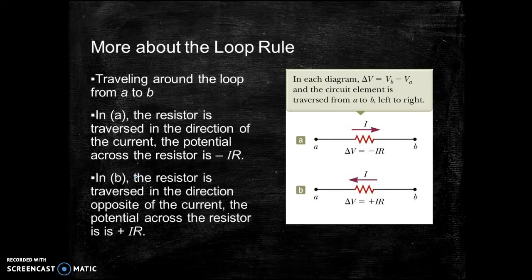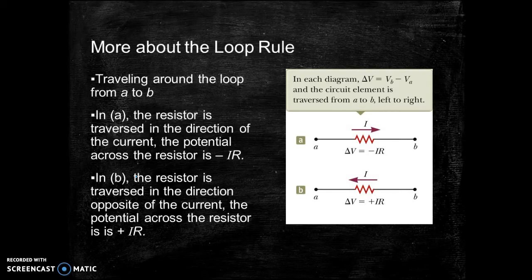In B, the resistor is traversed in the direction opposite to the current. Again, we're going from A to B. So now we're going from low to high. Therefore, we go in the direction of increasing potential. So the potential difference across the resistor in figure B is plus I times R.